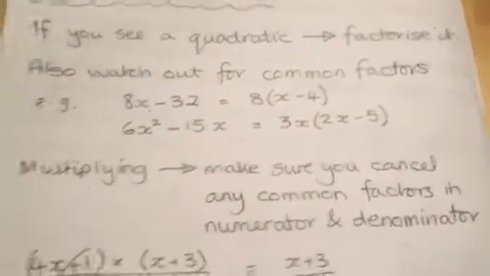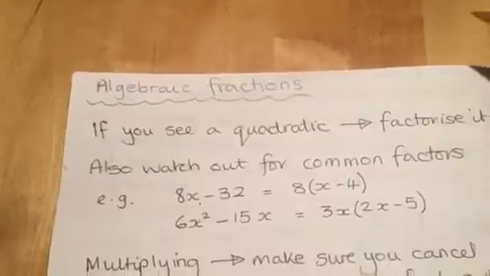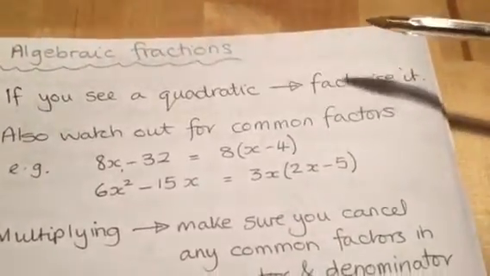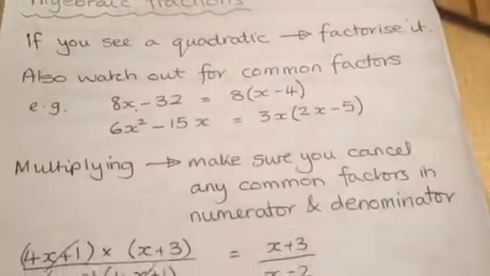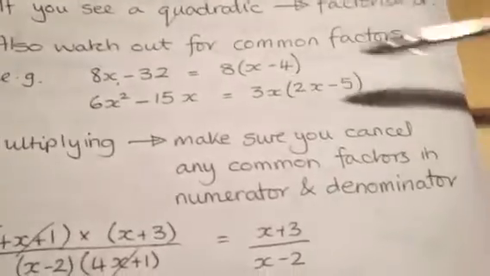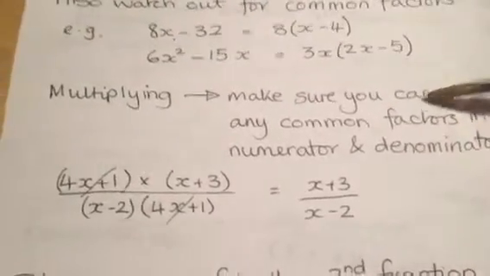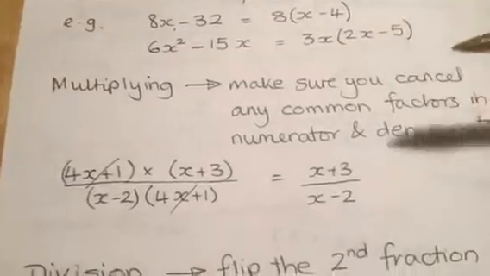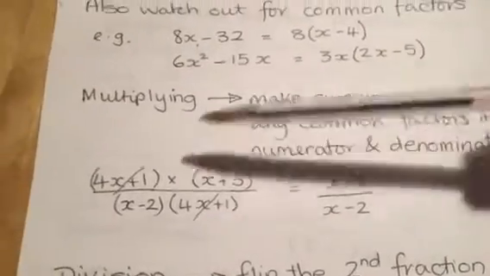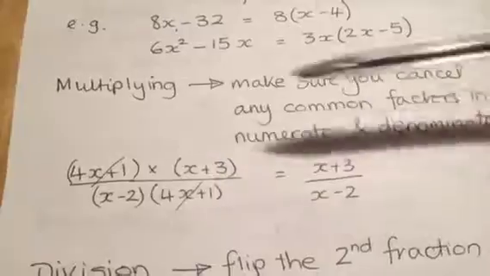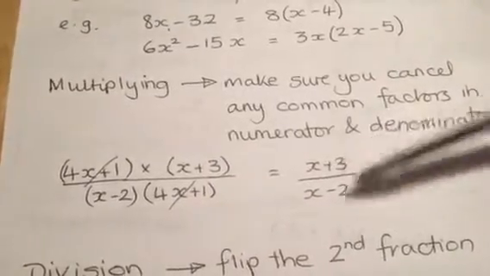So in terms of key learning, algebraic fractions, if you see a quadratic, factorise it. So multiplying fractions, make sure you cancel any common factors in the numerator and denominator before you start, because otherwise the algebra becomes very difficult. So I've got a common factor here to cancel, x plus 2, x minus 3.